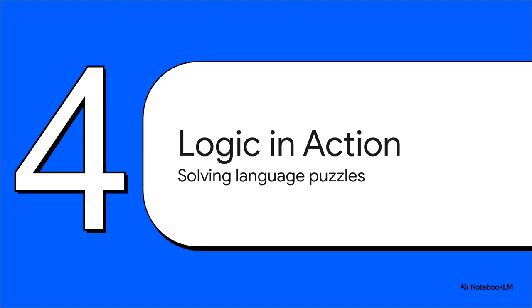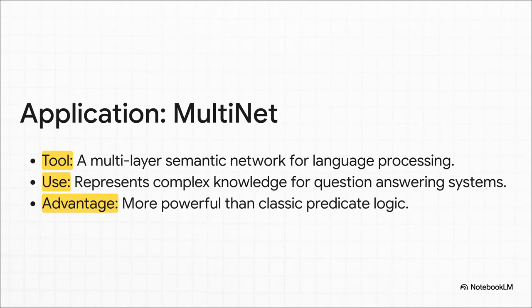All right, I know this could all sound a little abstract, so let's get to the payoff. How are these logical systems actually being used to solve real-world language puzzles right now? Okay, first up, a system called Multinet. You can imagine it as building this rich, multi-layered knowledge map from any piece of text. So if you're trying to build a question and answer system that truly gets what you're asking, instead of just matching keywords, a tool like this is way, way more powerful than the old school logic.